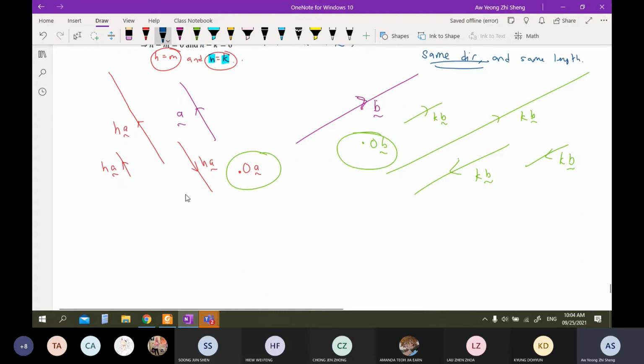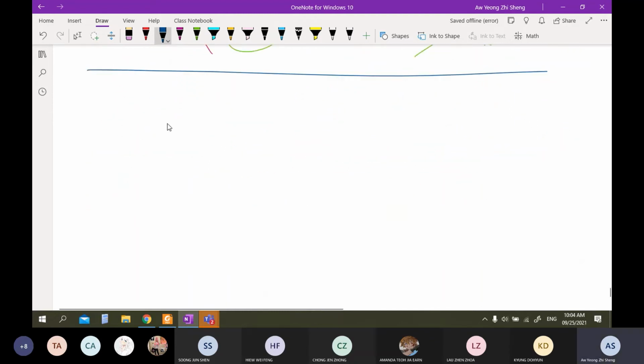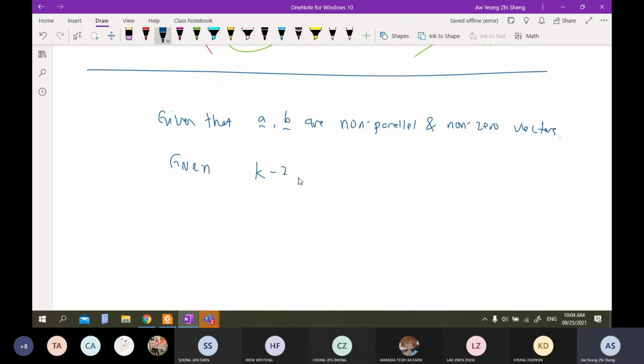I'll give you one numerical example. Let's say, given that a and b are non-parallel and non-zero vectors, and you are also given that, let's say, (k minus 2)a plus 3b is equal to, let's say, 4a plus (m minus 6)b.